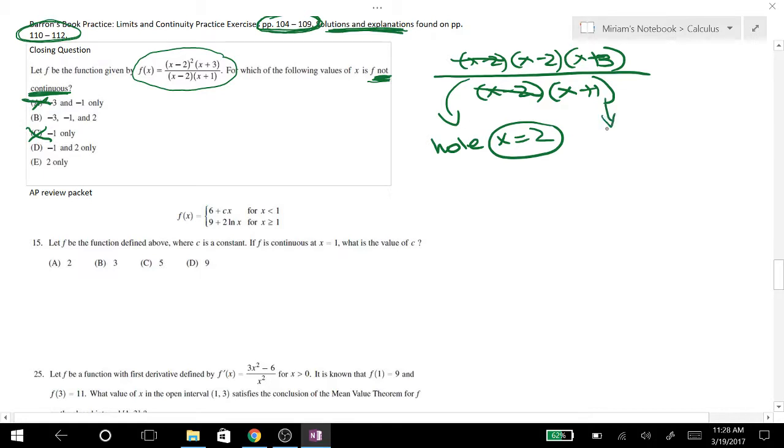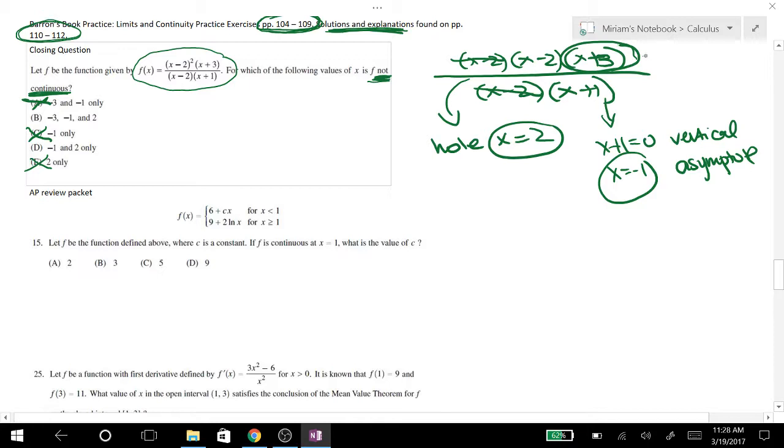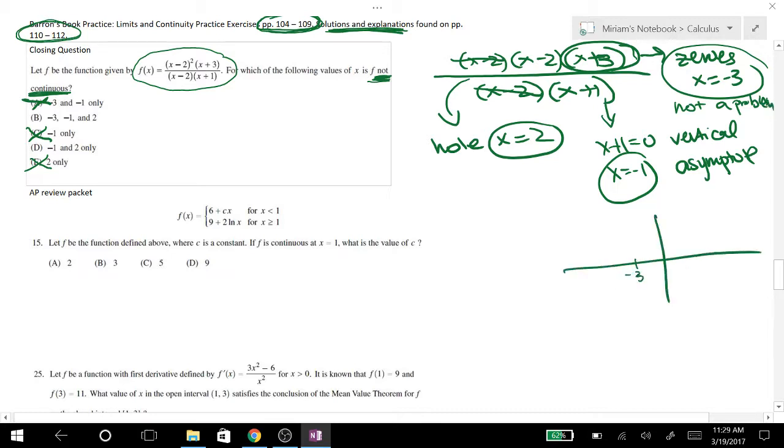Now, x plus 1, that's a vertical asymptote. So I know that's a problem. So my answer should have a negative 1. Now, x plus 3 here, that's not a problem. That's just a 0. And we learned that in algebra, it's okay to have a 0. Right? That's not a problem. Not a problem. That just means at negative 3, you have a dot there. And that's not discontinuous. That's a real solid y value. Okay, so the answer is D.